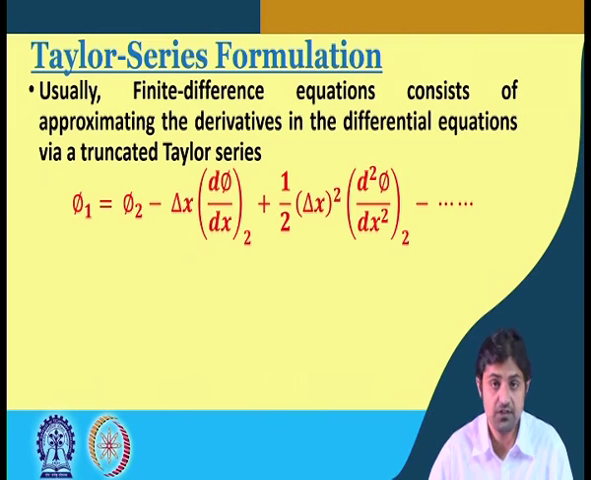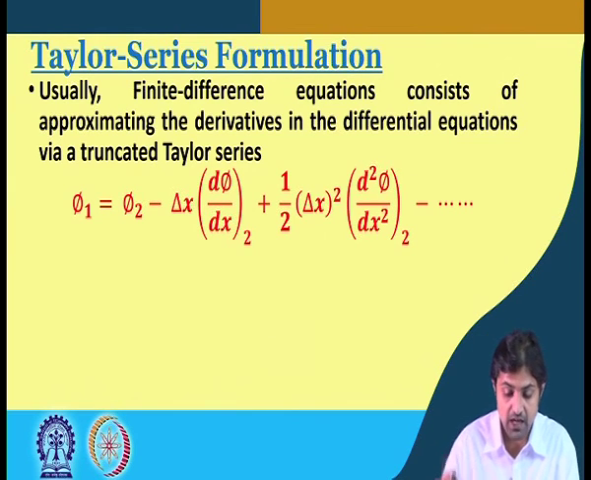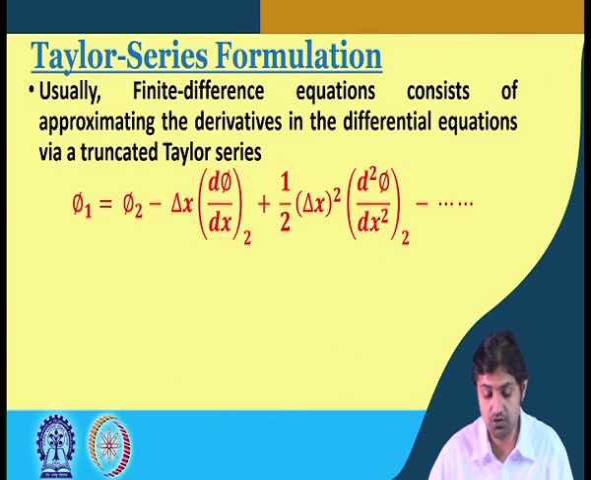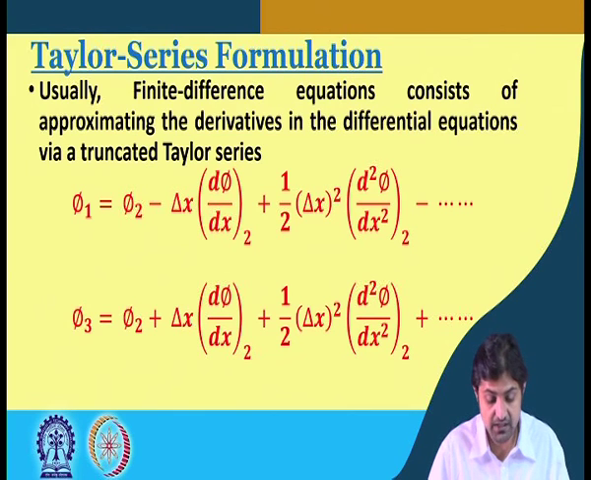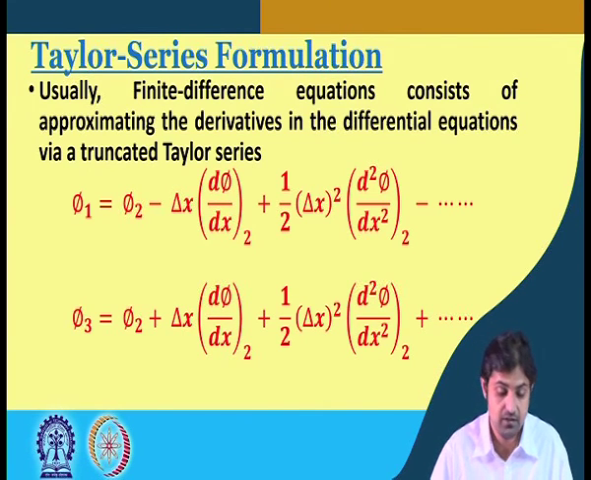So, phi 1 is written as phi 2 minus delta x del phi del x at 2 plus half delta x whole square del square phi del x square at 2, and the series goes on with alternate minus and plus signs. This is called the truncated Taylor series. Similarly, phi 3 can be written as phi 2 plus delta x del phi del x plus half delta x square, and it can go on like this.